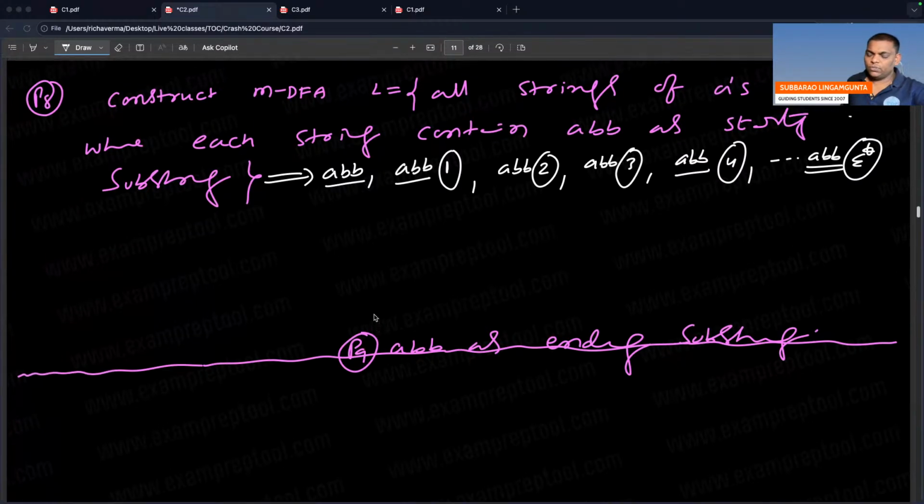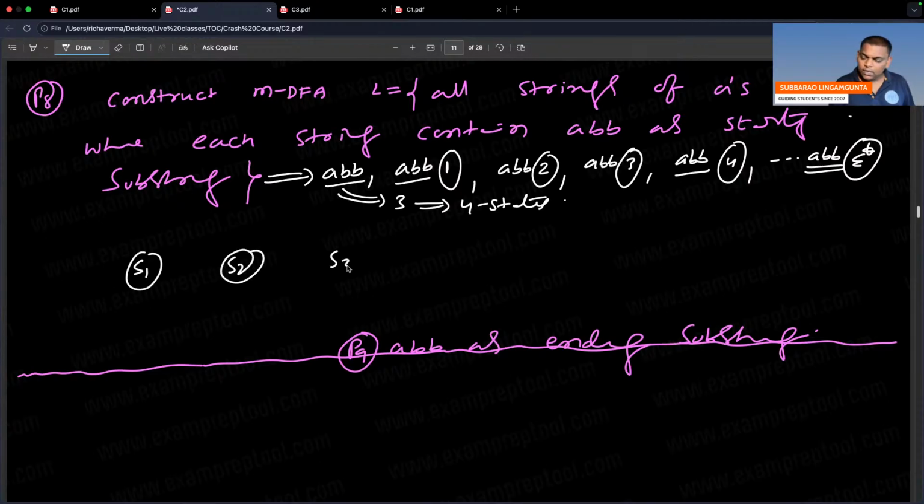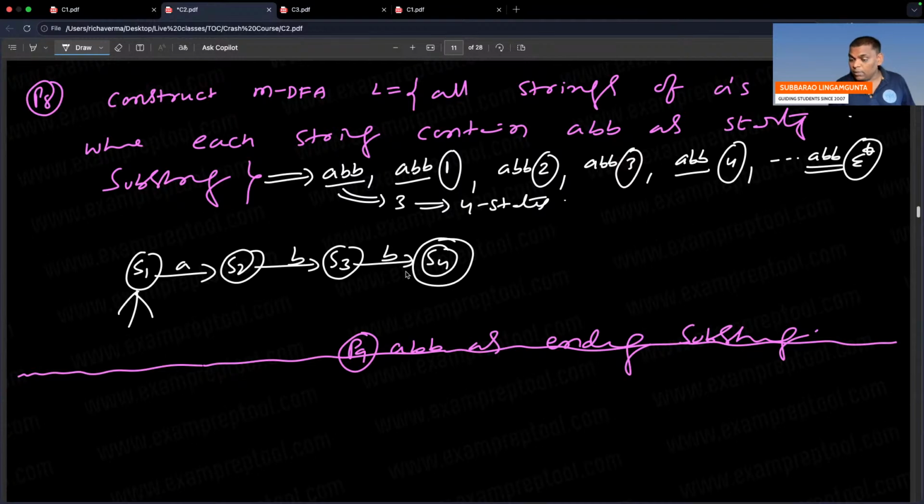So starting ABB is confirmed, ending can be anything. Remember, in a minimal DFA, three length means four states. Start with four states: S1, S2, S3, S4 final. So ABB. Remember, starting is ABB, afterwards anything. No problem.